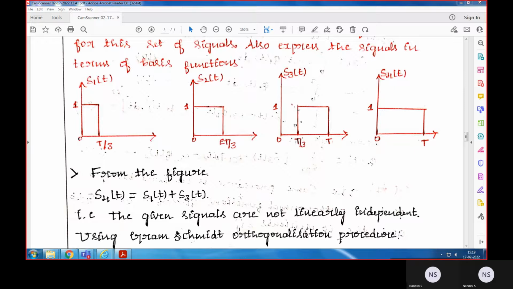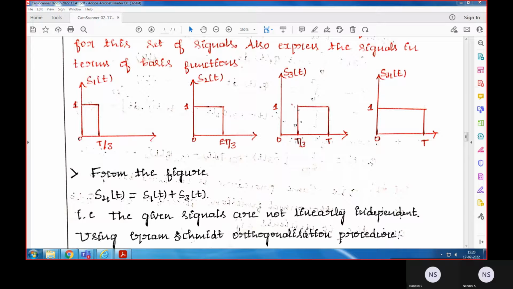While deriving the Gram-Schmidt orthogonalization procedure, I told you about the orthonormal basis functions. N is the number of orthonormal basis functions, and M is the number of energy signals. So N should be less than or equal to M, such that they are linearly independent. Here S4 of t is a sum of S1 of t and S3 of t. So the given signal S4 of t is not a linearly independent signal, and it cannot define a new orthonormal basis function. Orthonormal basis functions should be linearly independent.